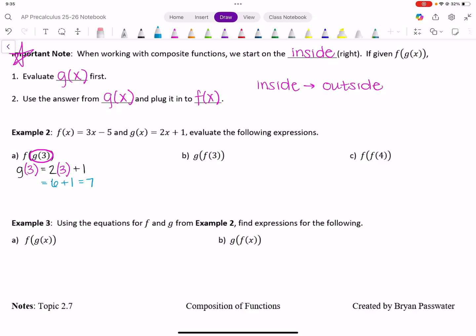So then we're going to substitute the 7 in for f. So we're going to do 3 times 7 minus 5. And then 3 times 7 would be 21. Minus 5 means f of g of 3 equals 16.